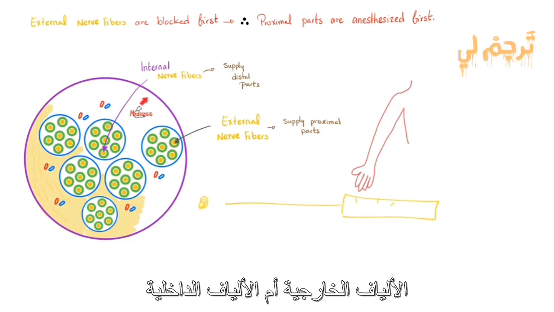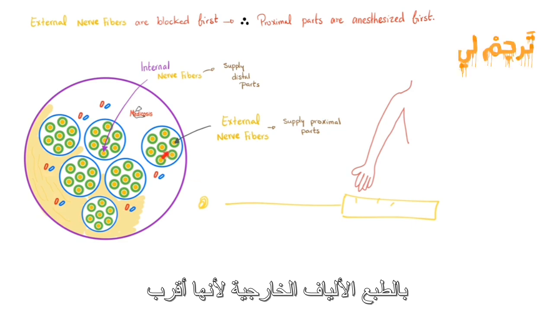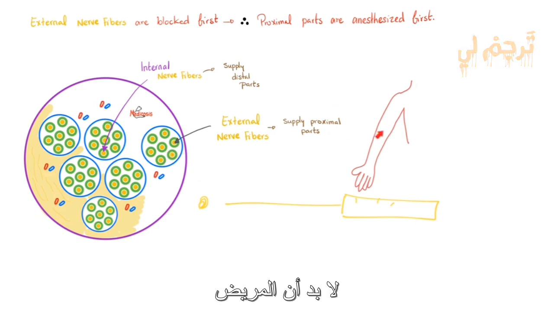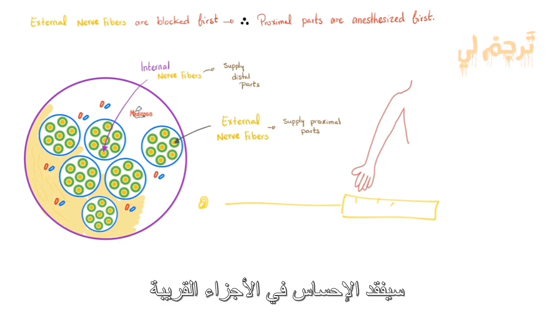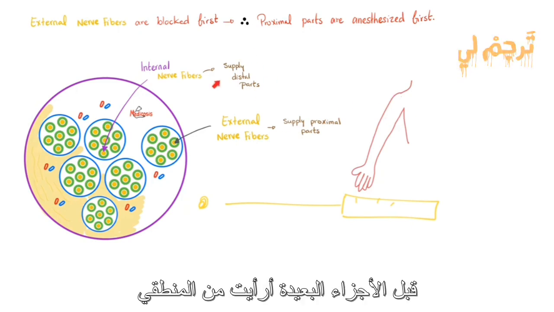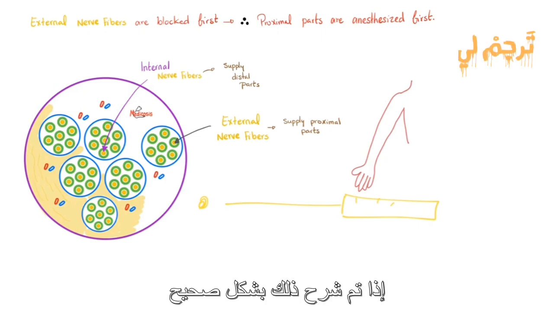External fibers or internal fibers? Of course, external because they are closer. No duh. And that's why the patient will lose sensation in the proximal parts before the distal parts. See, it makes sense if explained properly.